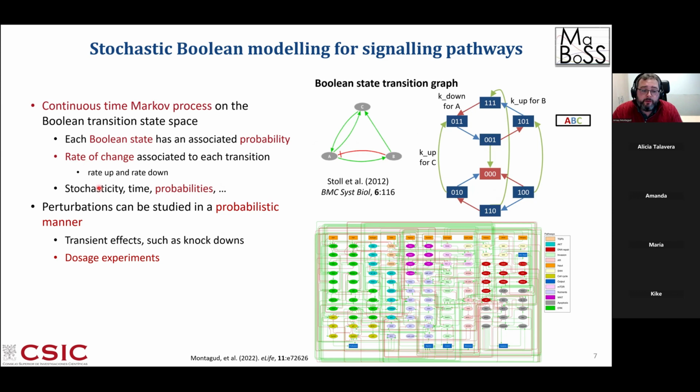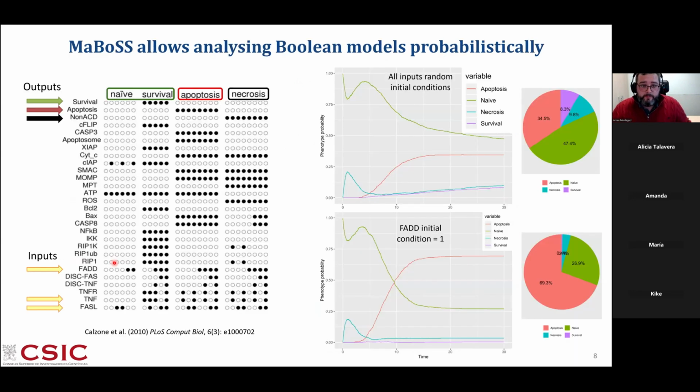And in this case, you can study these models stochastically, and you can study probabilities, and you can even have some pseudo time of this. And you can also study perturbations probabilistically, and you can have such experiments as we will see in a minute. So on the left is what we have with the classic Boolean modeling, in which whenever you have inputs or perturbations, all the states of the model go to one state or another. In the case on the right, which is using MaBoSS, you have different probabilities that are shifting depending on the perturbations.